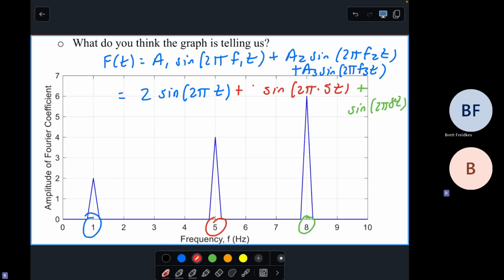Correct. So the amplitudes are based on the height of these graphs. The last one would be 6. And that's exactly how I made that MATLAB figure. I added these 3 things up together. We didn't talk about how to find the Fourier series in MATLAB, but in general, you can take that data and it'll find for you the values of those coefficients.